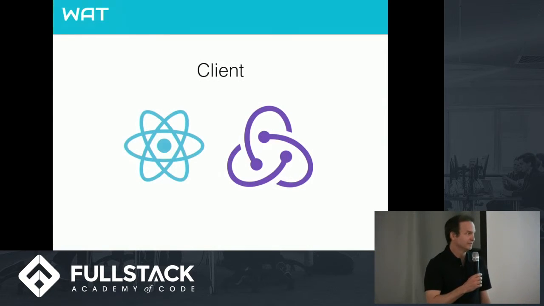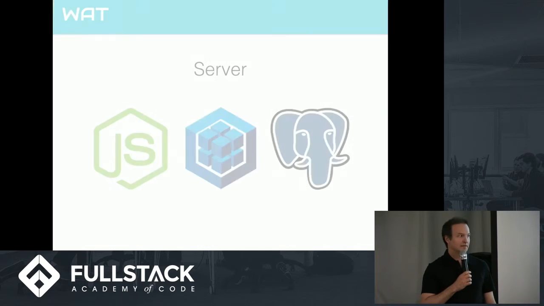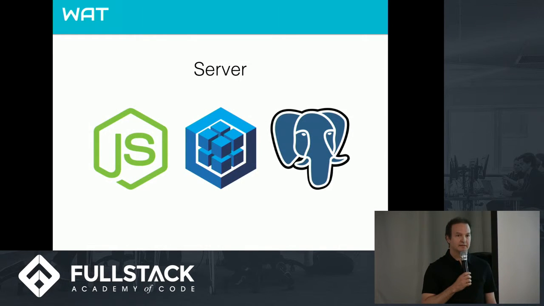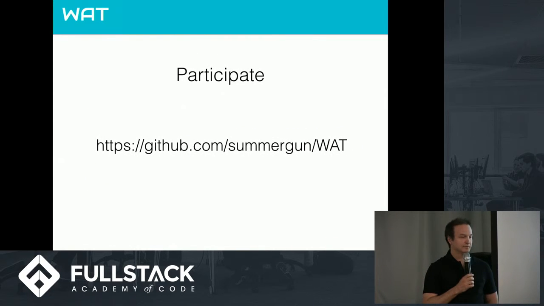Thank you, Summer. So WAT has been designed as a mobile-first responsive design application using React and Redux. On the server side, we are using Node.js, SQLite, and Postgres as a database, and we create a RESTful API. We deploy this to Heroku, and we will provide the link in the last slide.